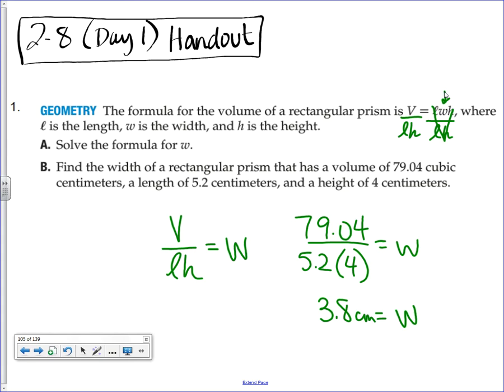Now I will remind you that that is a numerator over denominator, so you have to find the entire denominator first, so the 5.2 times 4, and then you have to take the 79.04 divided by that. You have to keep that entire denominator together. So you either need to put that in parentheses in your calculator when you divide by it, or you find out first that 5.2 times 4 is 20.8, and then you'll do that 79.04 divided by that 20.8.